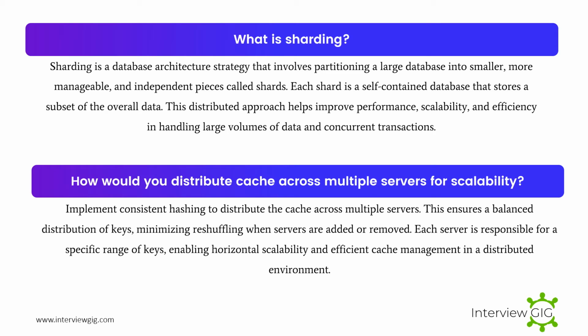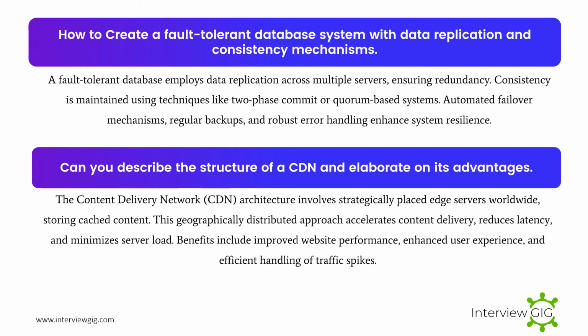How would you distribute cache across multiple servers for scalability? Implement consistent hashing to distribute the cache across multiple servers. This ensures a balanced distribution of keys, minimizing reshuffling when servers are added or removed. Each server is responsible for a specific range of keys, enabling horizontal scalability and efficient cache management in a distributed environment.